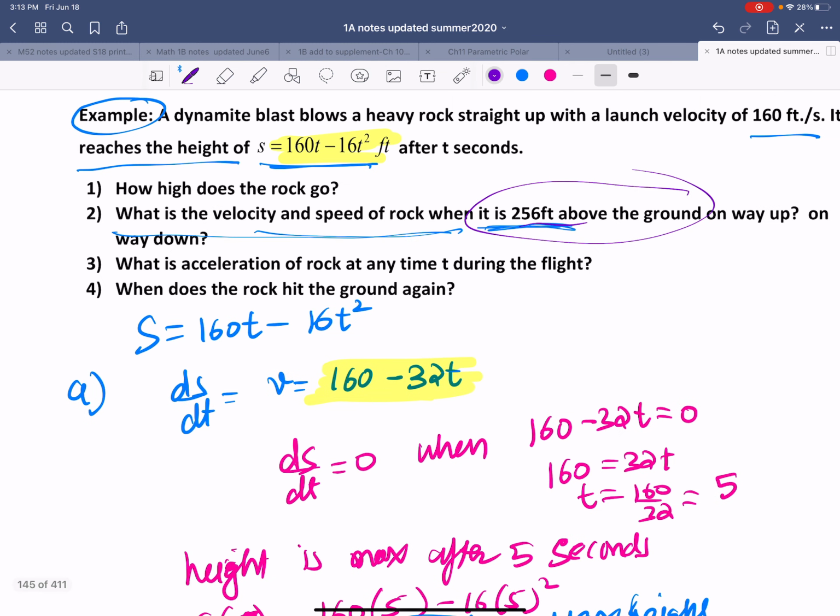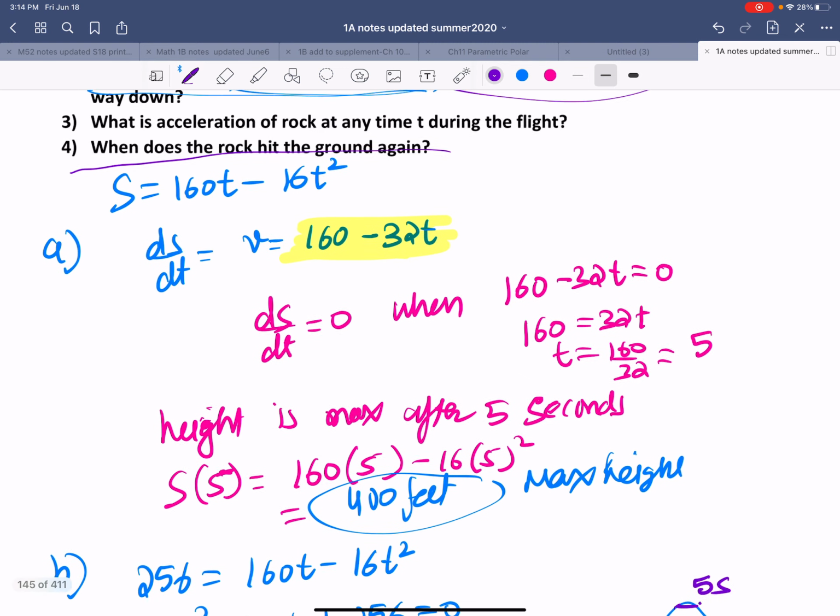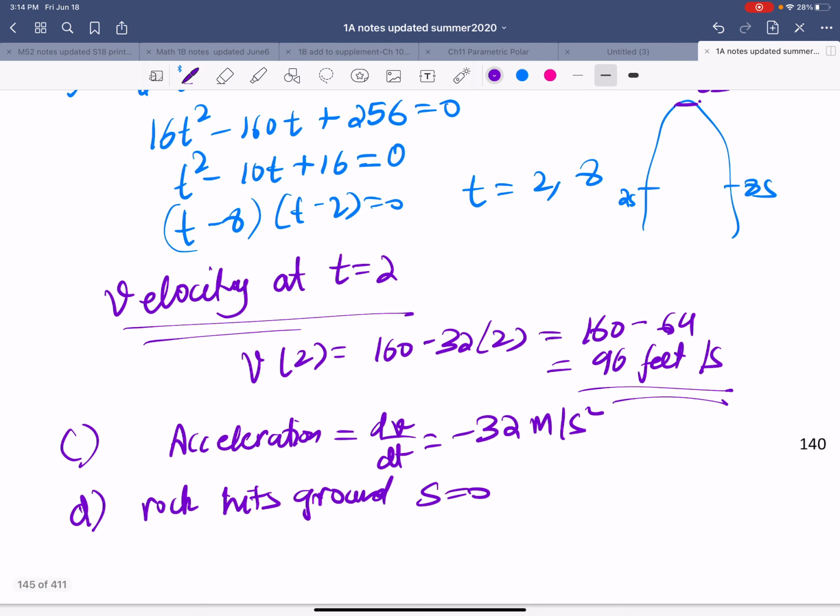Now, last part, when does the rock hit the ground? That's part D. The rock hits the ground when the height is 0, when h is 0 or s is 0. We are representing the position function using s here. So s is 160t minus 16t squared. 160t minus 16t squared is 0. So we'll find out the time when position is 0.